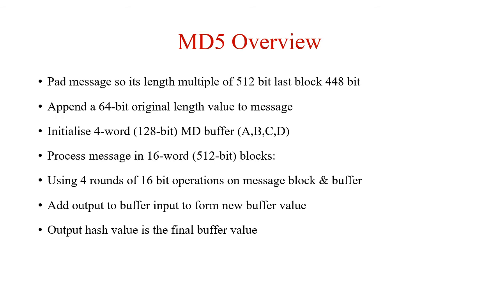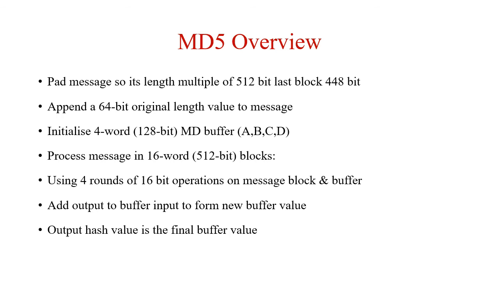So first we have to pad the message so that its length becomes a multiple of 512-bit blocks, and the last block is 448 bits. We have to append a 64-bit original length value to the message. Then we have to initialize the 4 words, that is the 128-bit initialization vector, which we call the message digest buffers or MD buffer. Then we process the message in 16 words, that is 512 bits each block at a time.